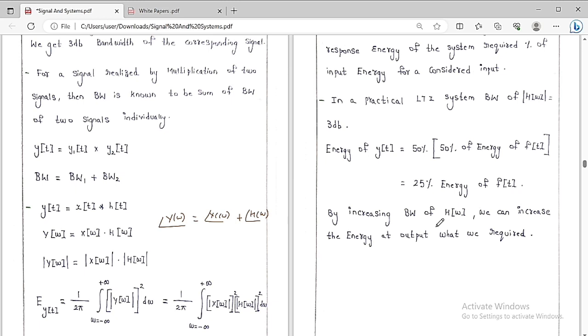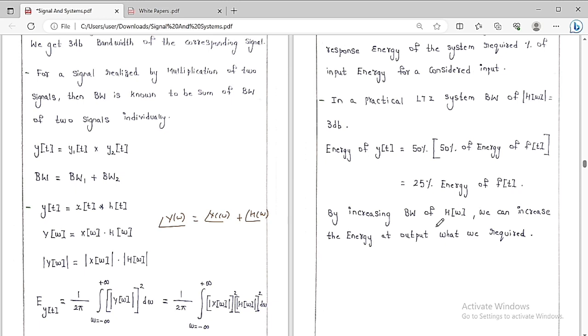Suppose I give an input as x of t, and by h of t, I got the output y of t. So I have got some energy here, but I want only a fraction of the energy. So by decreasing the bandwidth of the LTI system, I can get only that amount of energy in the output. That is by choosing the bandwidth. By choosing the bandwidth, I can get the output.